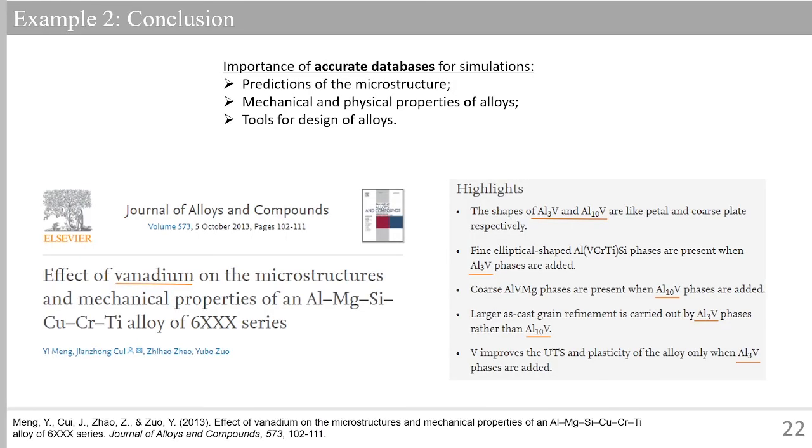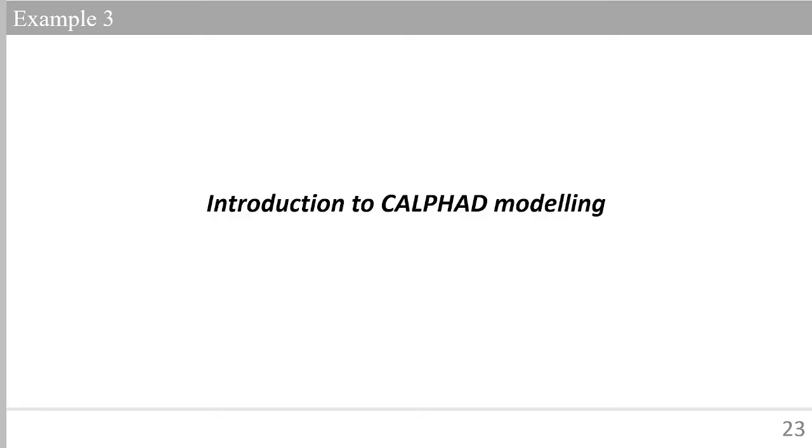But this time for more practical reasons, because the information that we found could be used to predict the microstructure of the alloy, which in turn will help us evaluate the mechanical and physical properties, and help as a tool for the design of new alloys. For the last example of this presentation, we'll be going into a very brief introduction of the CALPHAD modeling and of the solution module.